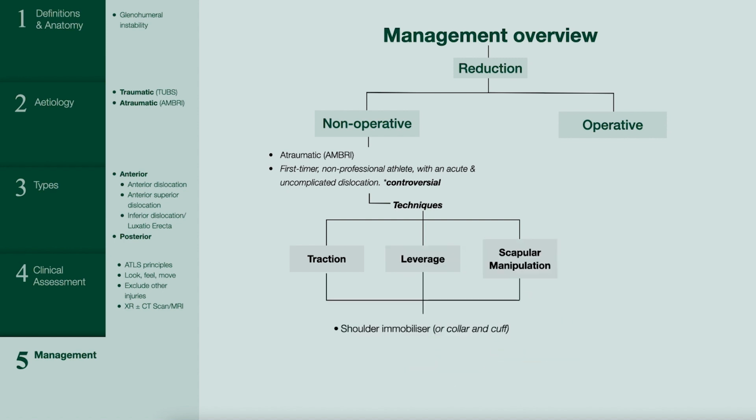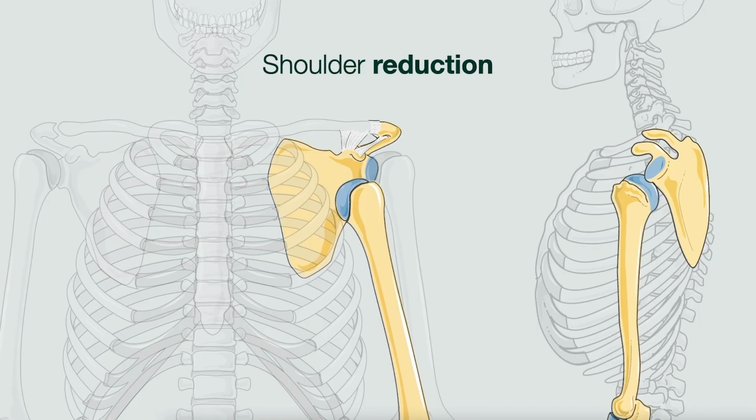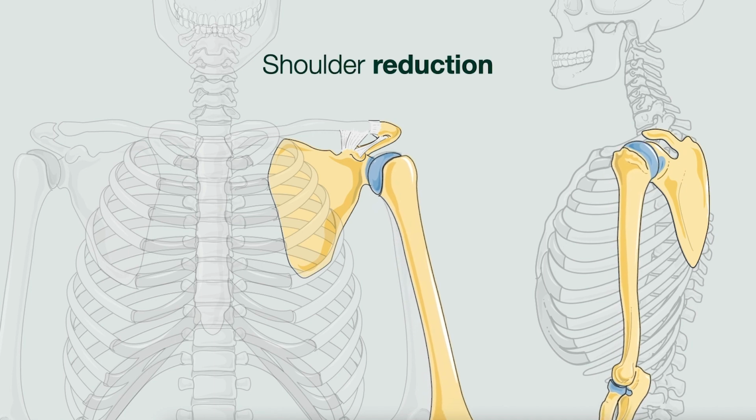This is followed by shoulder immobilization or collar and cuff, the duration of which can range from 2 to 6 weeks, depending on patient factors such as age. Commencement of early range of motion is recommended. Operative management is considered in those with a Bankart lesion, complicated injury, chronic dislocation, recurrent dislocation, and in athletes. Surgery may include various techniques for shoulder stabilization. The goal is to ensure that the shoulder goes back to its anatomically correct place and stays there, whether this is done surgically or non-surgically.